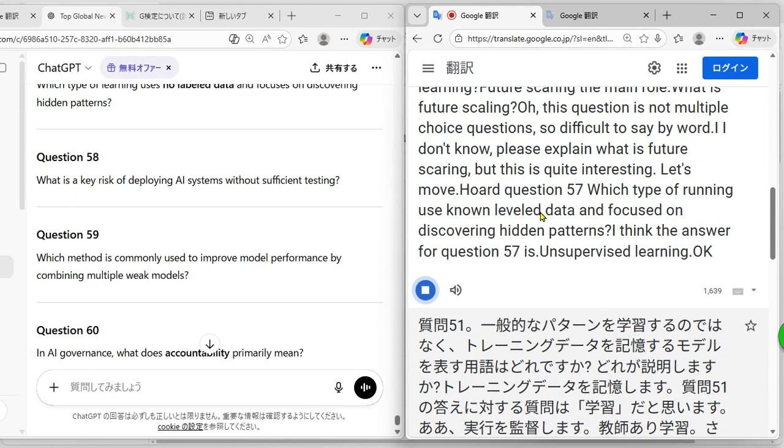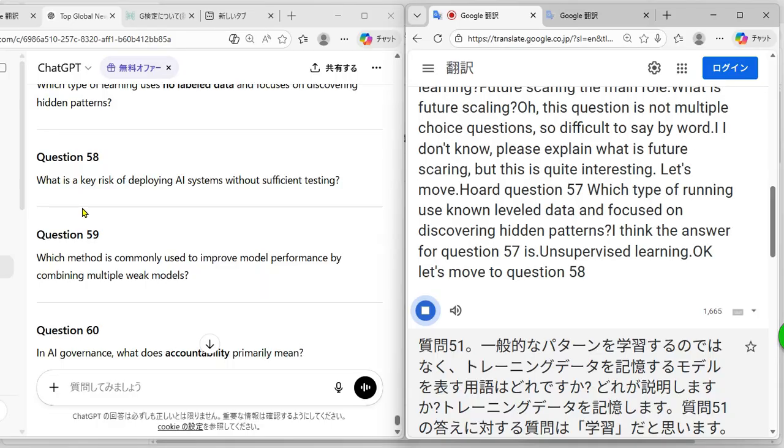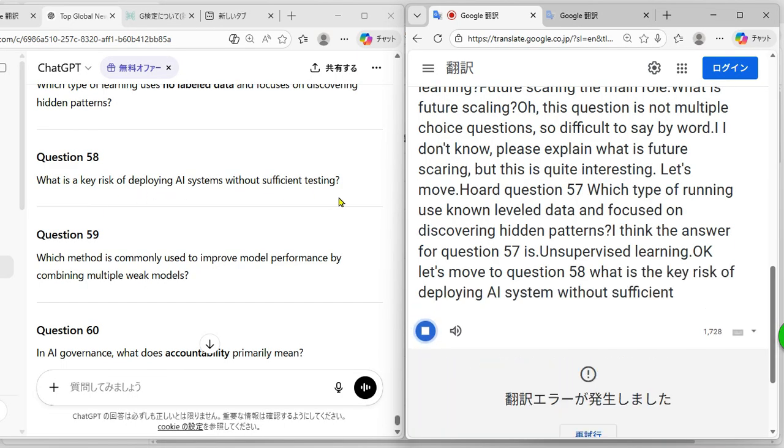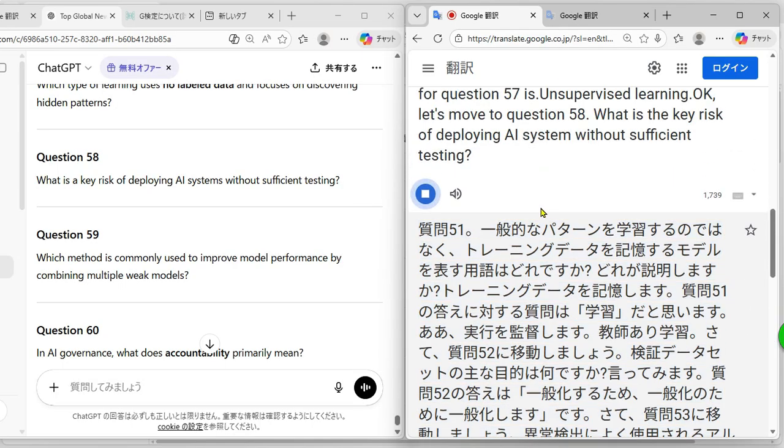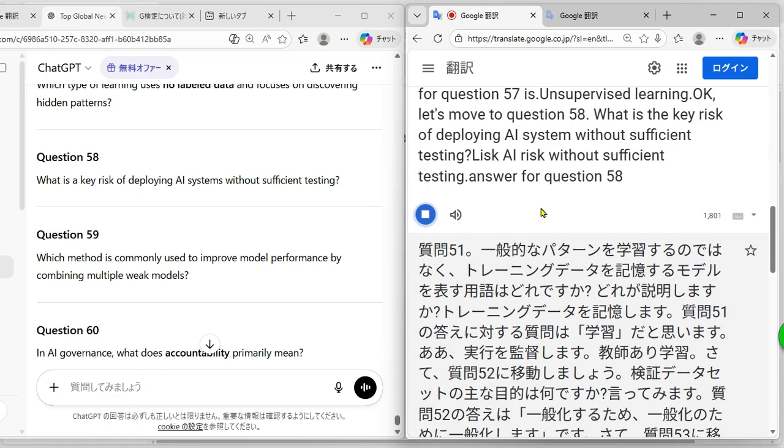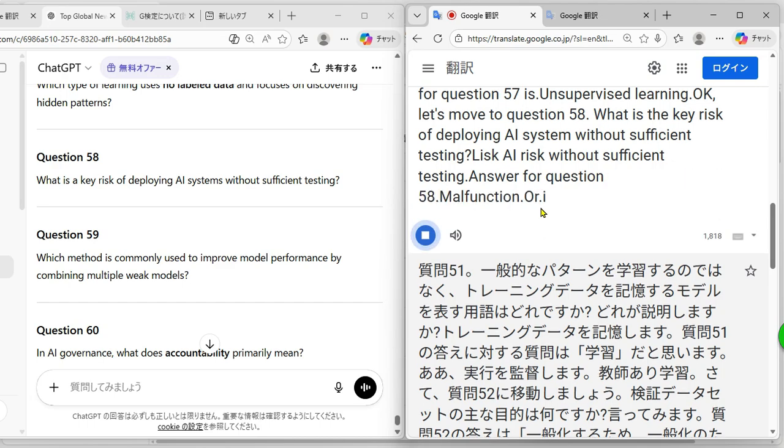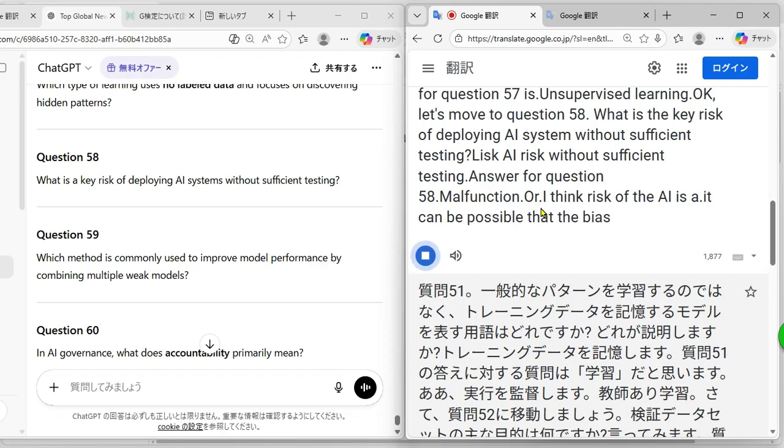Okay, let's move to question 58. What is the key risk of deploying an AI system without sufficient testing? AI risk without sufficient testing. Answer for question 58: malfunction. Or, I think the risk of the AI is bias. It is possible that a biased result may come up.